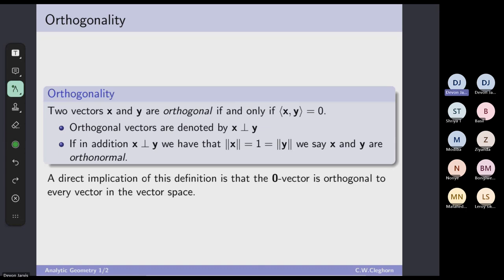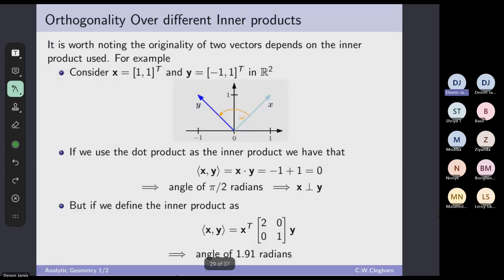A direct implication of this is that the zero vector is orthogonal to every other vector in the space. Again, it's going to give you zero, but that's also fairly trivial. That doesn't help us. But by technical definition, the zero vector is orthogonal to everything.